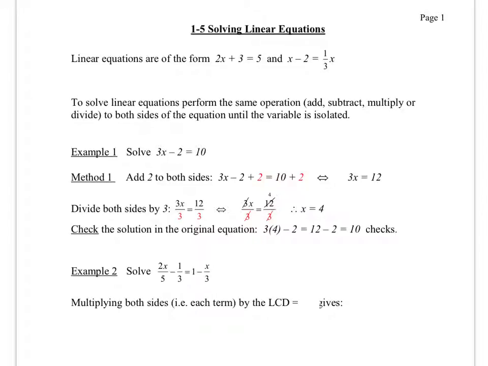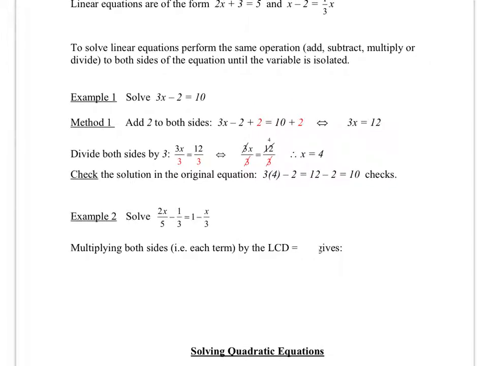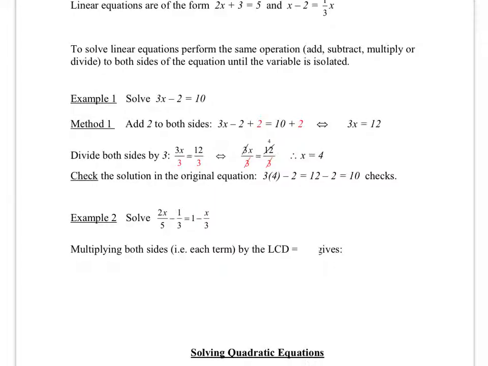Now, if we look at the second equation, it's a slightly more difficult one here, because we've got fractions this time. What we've got to do if we've got fractions is try to multiply both sides by the LCD, the lowest common denominator. So the lowest common denominator in this case is the lowest common denominator of 3 and 5. That's got to be 15. And if you multiply both sides by 15, you get an equation that looks like this.